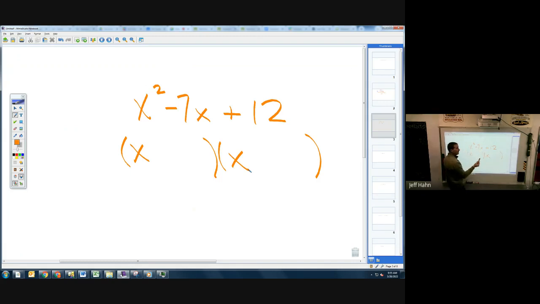Right. And you have to make sure: does -3 times -4 give you a positive 12? Yes. When you add them together, does it give you -7? Yes. -3, -4.